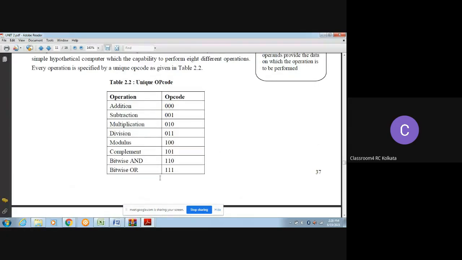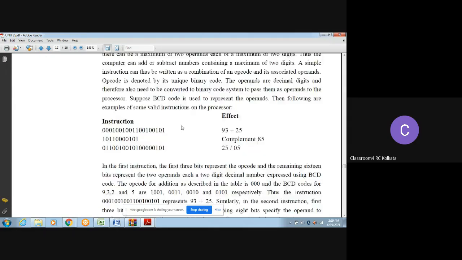And the machine understands, I told you before, only the bit. So addition means 0, 0, 0. Subtraction means 0, 0, 1. These are the opcodes which the machine basically understands. So this is the concept of your instruction.